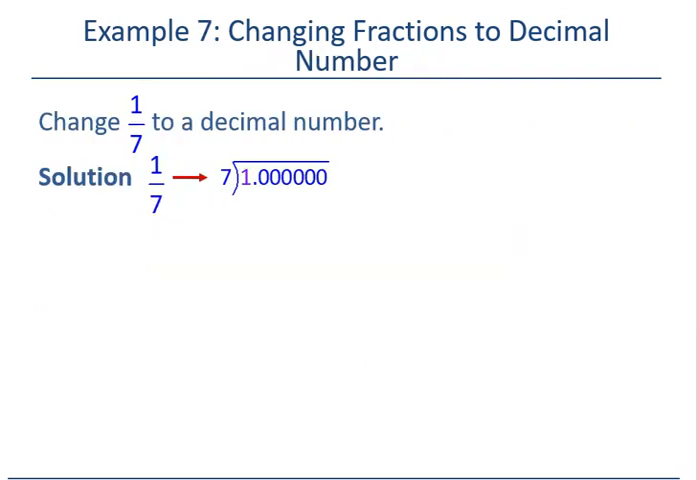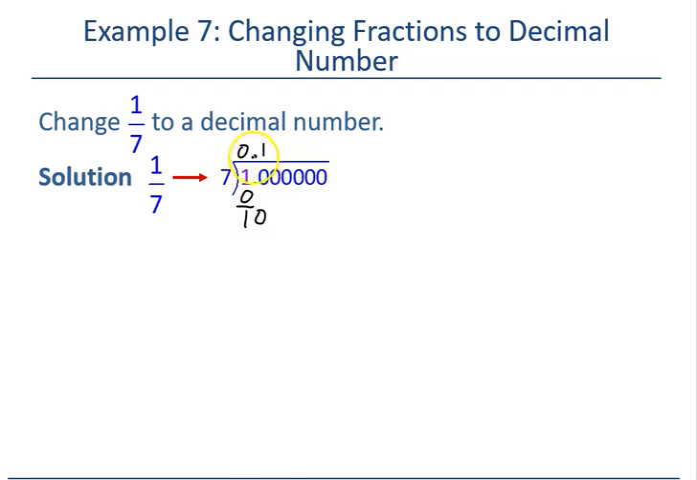Okay, so here we're going to change 1/7 to a decimal number, and I've already written this out here so we can see it a little better. Okay, so we've got 7 divided into 1, which we know won't go. So I'm just going to put a 0 here. Well, 0 times 7 is 0. So I put a 0 here, put 1, bring down a 0. 7 will go into 10 one time, so it's going to go right here.